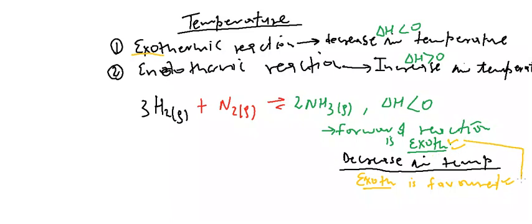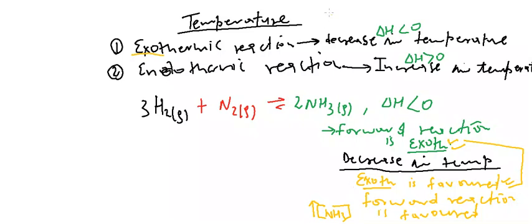Therefore, these two things are the same. It means that forward reaction is favored more than reverse. When forward reaction is favored, the concentration of the products, that is NH3, the ammonia, will increase. The concentration of ammonia will increase because forward reaction is favored.